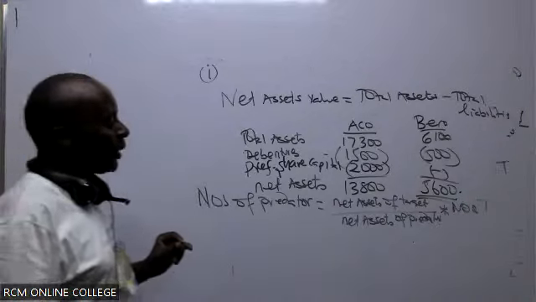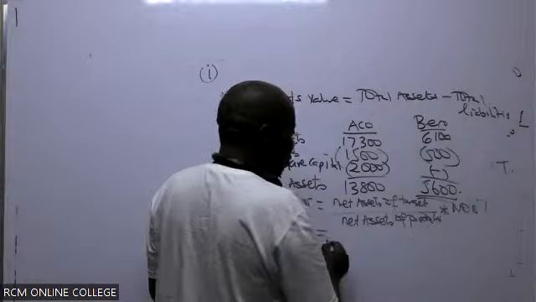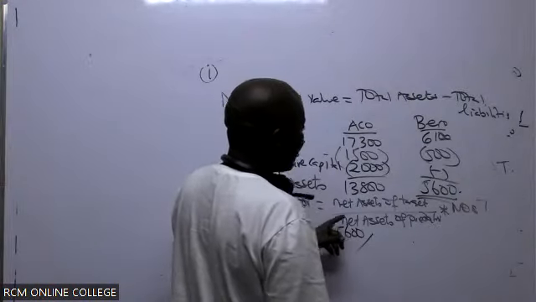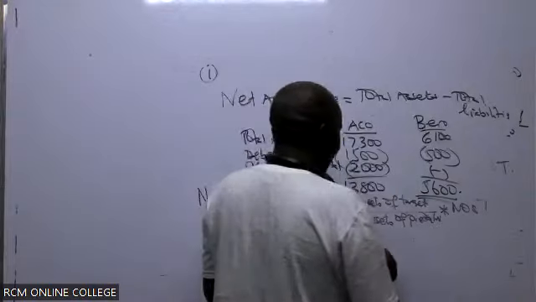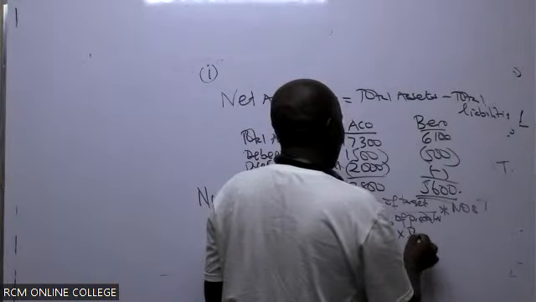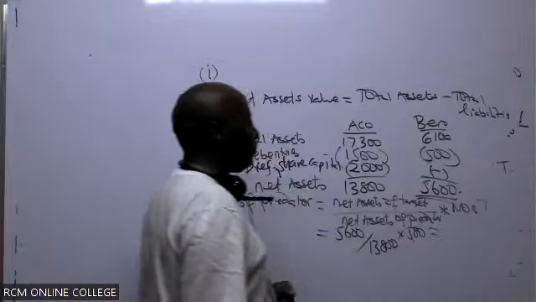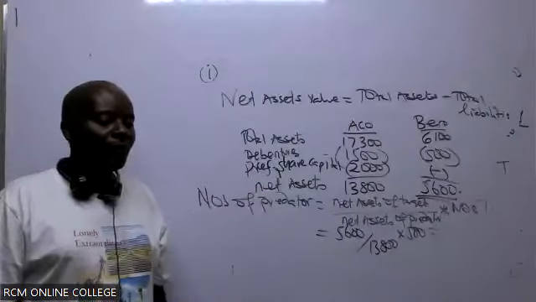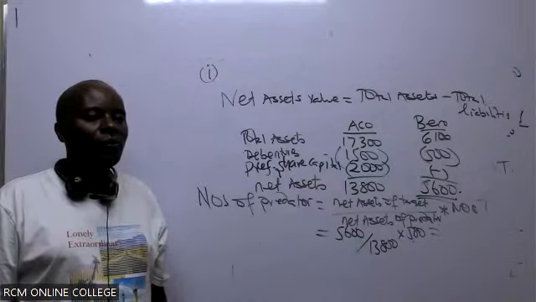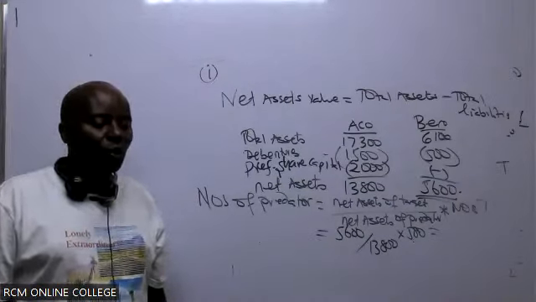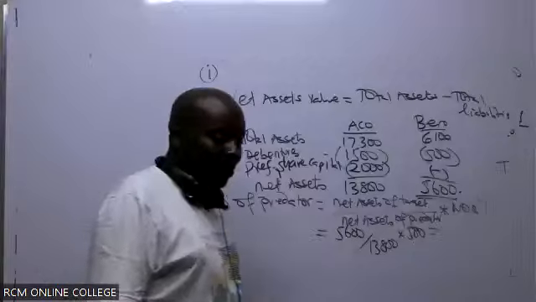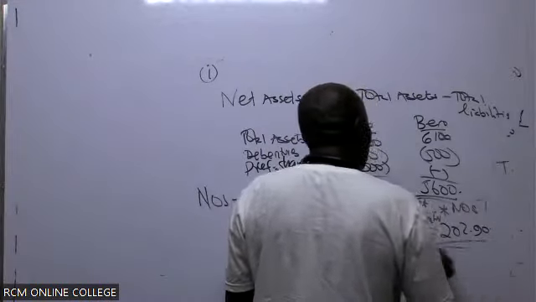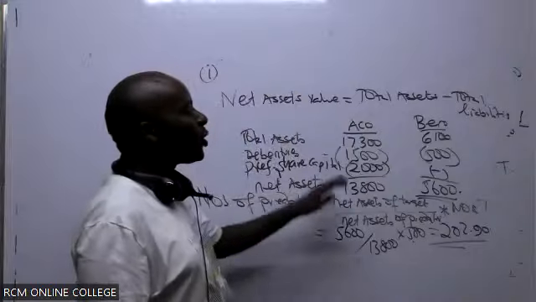So then, ladies and gentlemen, this is what I will come and do. We have net assets of the targeted company, 5,600, over net assets of the predator, which are 13,800, times our 500 down there. And then I'll be able to show you another method. The answer is 202.9. So in the exam, I would recommend you use these two methods.